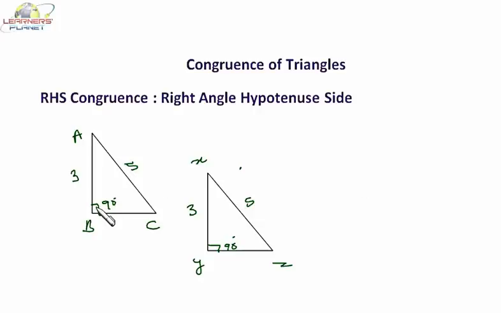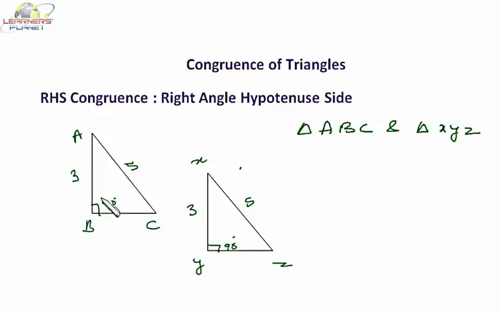In this case, we can see this is a right angle triangle ABC and XYZ. Just write it over here: triangle ABC and triangle XYZ. Both of them are right angle triangles. We can see angle ABC and angle XYZ, both of them are of 90 degrees.